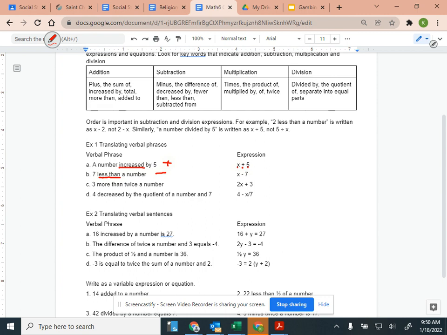3 more than twice a number. So what is more than? 3 more than would be what, Will?